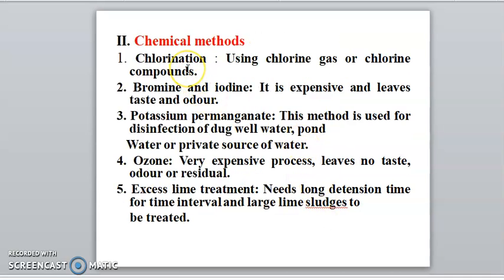Chemical method: the first one is chlorination disinfection, using chlorine gas or chlorine compounds. Next, bromine and iodine: it is expensive and leaves taste and odor. Potassium permanganate: this method is used for disinfection of dug well water, pond water or private source water. Ozone is a very expensive process and leaves no taste, odor or residual. Excessive lime treatment needs long detention time and large sludges to be treated.